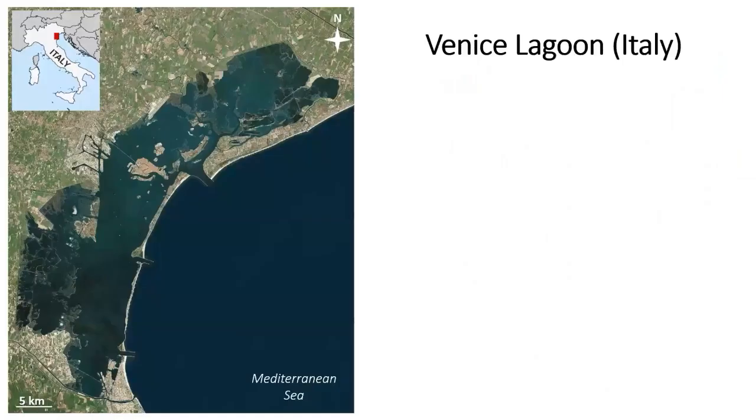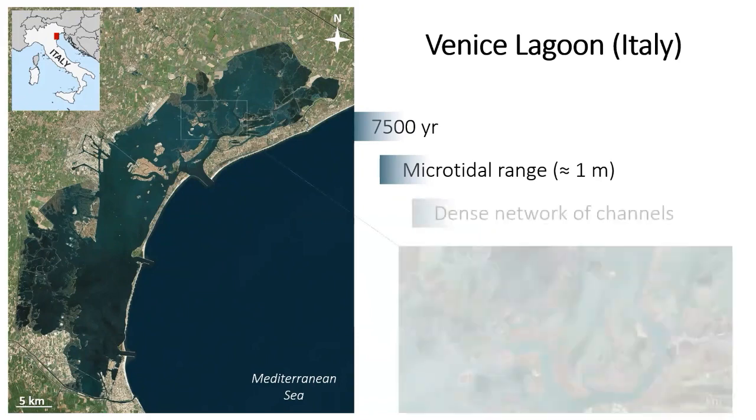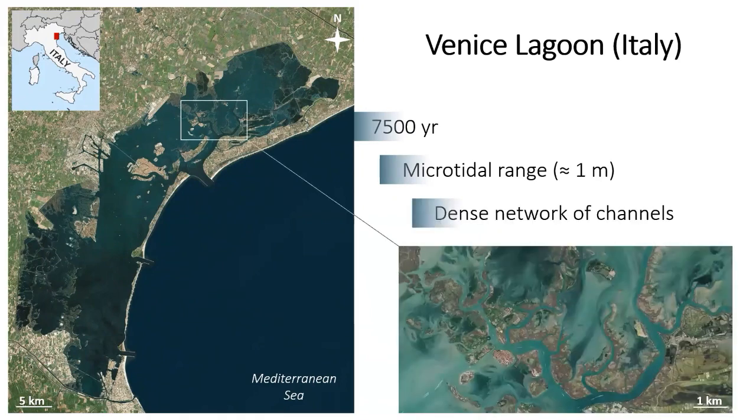So, the Venice Lagoon is the largest brackish water body of the Mediterranean Sea. It originated in the last 7,500 years, and now it is affected by a microtidal range of about 1 meter around the mean sea level. And nowadays it is characterized by a really dense network of intertidal and subtidal channels. And so for all these reasons, the Venice Lagoon is a perfect setting where to fill the knowledge gap.